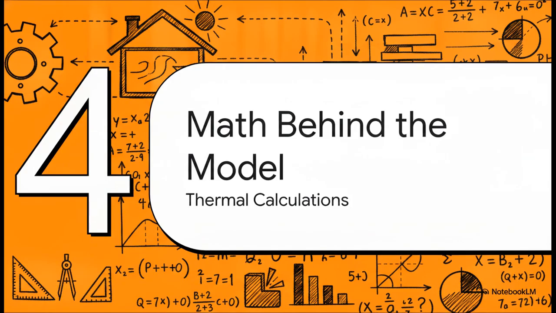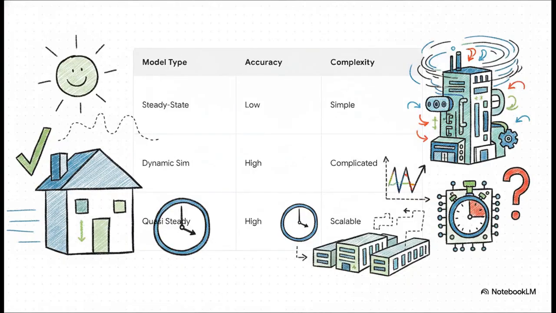Section 4. The math behind the model. All right, let's step even further under the hood and look at the actual physics calculations. When evaluating a building's HVAC demand, its heating and cooling needs, the creators of EDGE faced a really difficult choice. They had to balance two extremes. On one end, you have the steady-state model. It uses long-term averages, so it's super quick and simple, but it completely ignores dynamic variability, meaning it has pretty low accuracy. On the other extreme, you have dynamic simulation. This does hour-by-hour simulation, so it's highly accurate, but man, it's incredibly complicated and time-consuming.